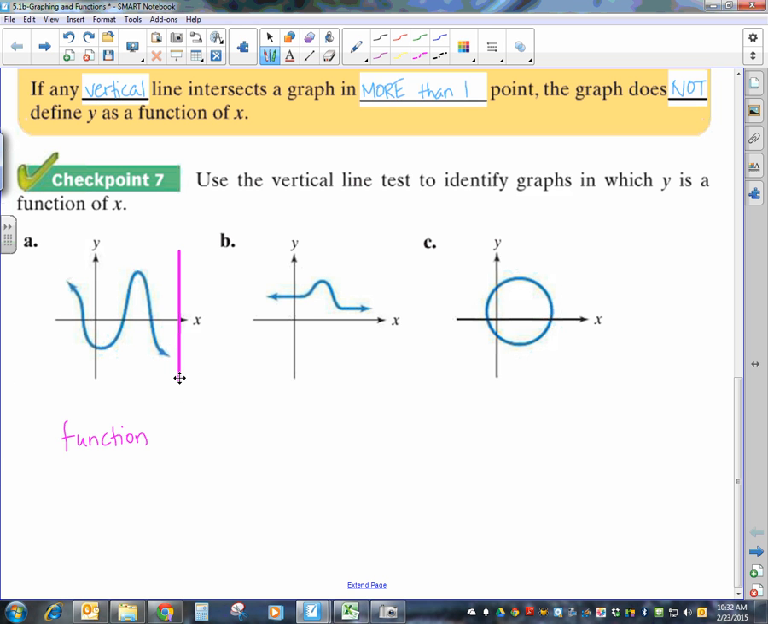Okay, let's go look at the next one. As I cross over and draw that vertical line, do I ever touch it more than once? I do not. So again, I have a function. Both of these are functions. Both of these pass your vertical line test. Now when I look at the last one and I go through it, you can see many, many times, but it really only has to happen once. Here is one spot and here is another spot. So this one is not a function.